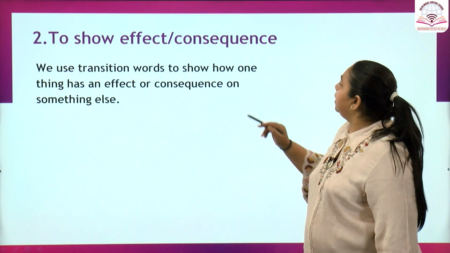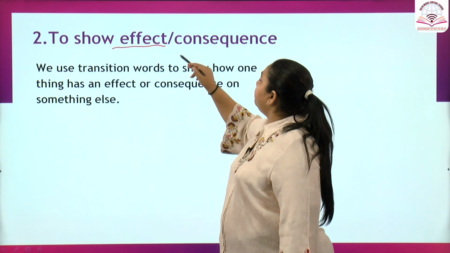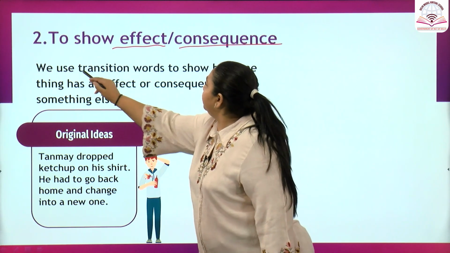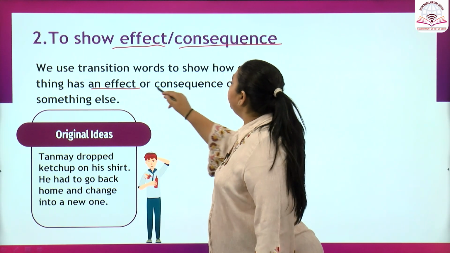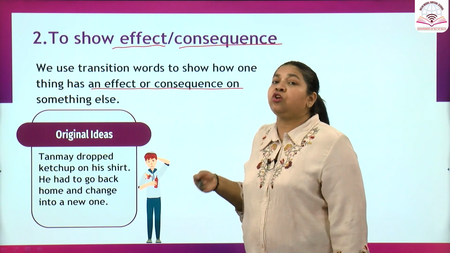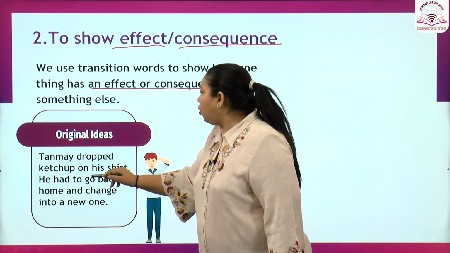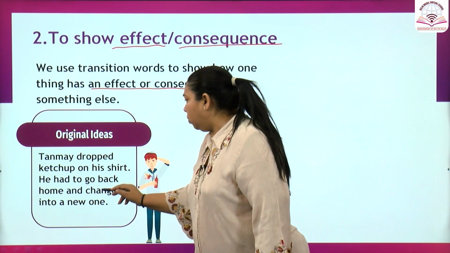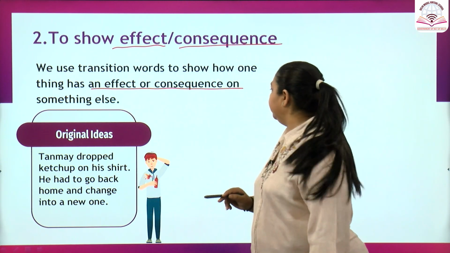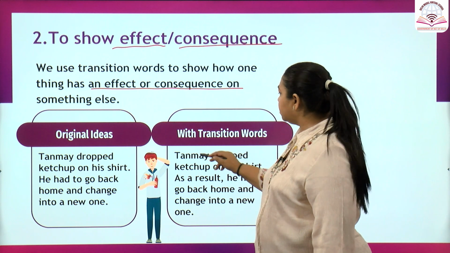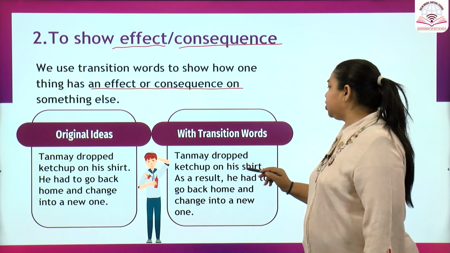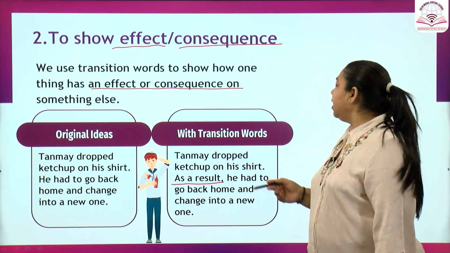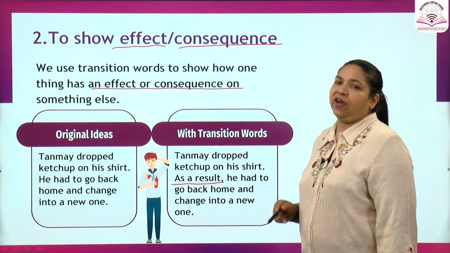Now let's see the next one, to show effect or consequence. So here we use transition words when we have to show the consequence of an action. Tanmay dropped ketchup on his shirt. He had to go back home and change into a new one. Now we'll write it like this. Tanmay dropped ketchup on his shirt. As a result, he had to go back home and change into a new one.